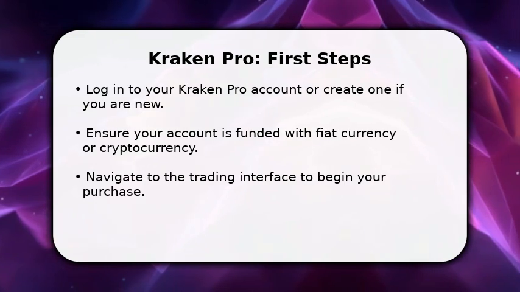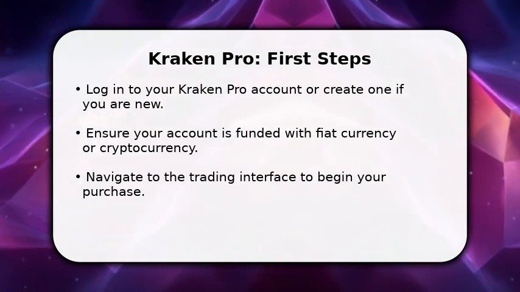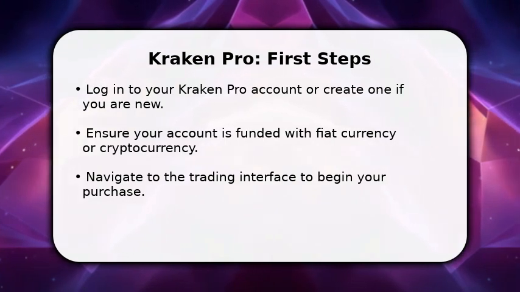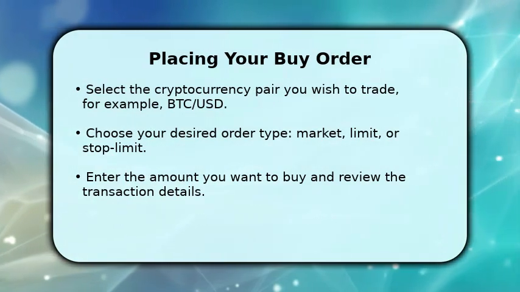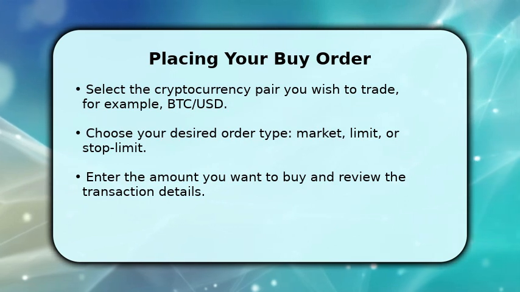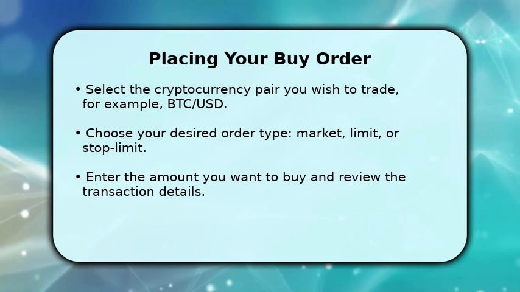This is where all the action happens, allowing you to access various trading pairs and order types. We'll walk through each step clearly. Once on the trading interface, your next step is to select the specific cryptocurrency pair you want to trade. For instance, you might choose Bitcoin versus US dollars.